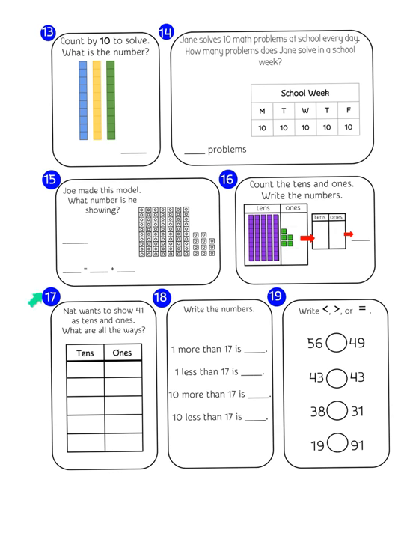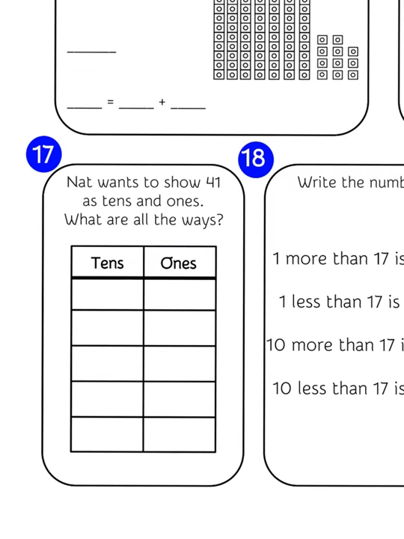We are on number 17. Nat wants to show 41 as tens and ones. What are all the ways? So you're going to show me how many tens plus how many ones, and in a new way, how many tens plus how many ones, and so on. Remember, boys and girls, this is where you're going to be changing your tens and ones over, so you're going to get more ones and less tens as you go. Pause your video to work on that one now.